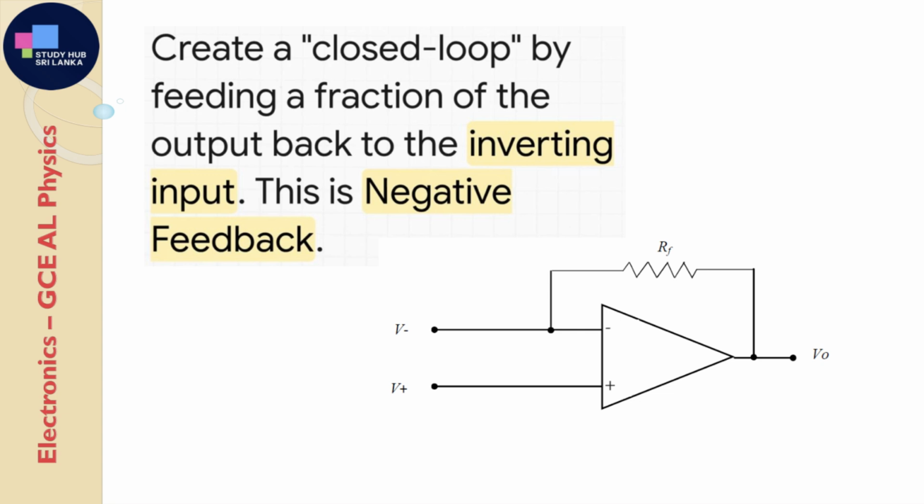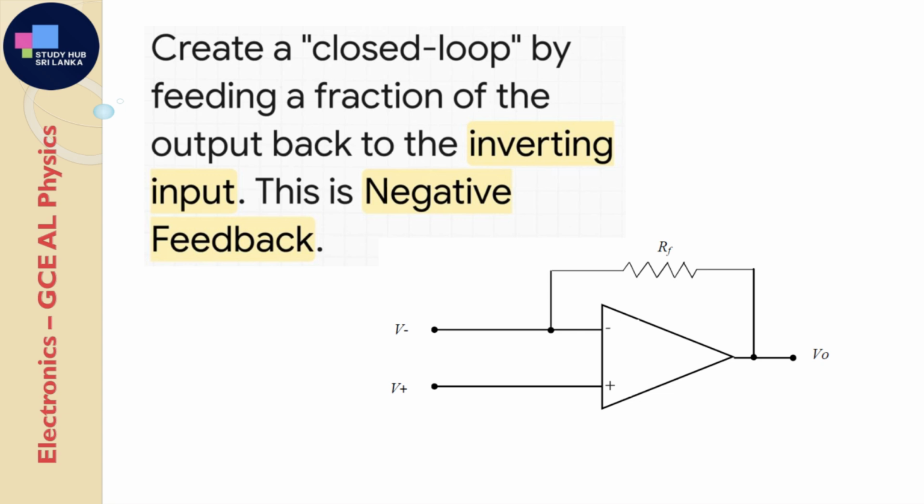We create what's called a closed loop by taking a little bit of the output signal and feeding it back to the inverting input. This feedback signal basically cancels out some of the input, which tames that crazy high gain and brings it down to a level that's predictable, stable, and incredibly useful.